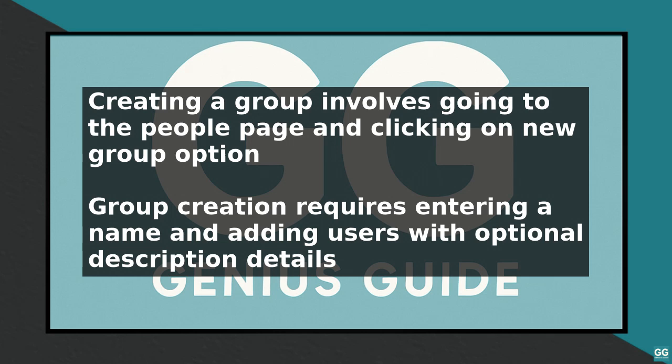To assign permissions to a group, go to the board settings and click on Permissions. Then select the group and choose the permission level. You can also customize the permissions to fit your team's needs.